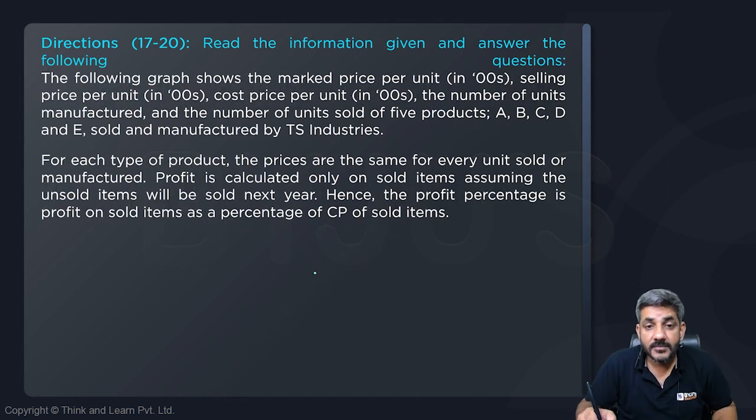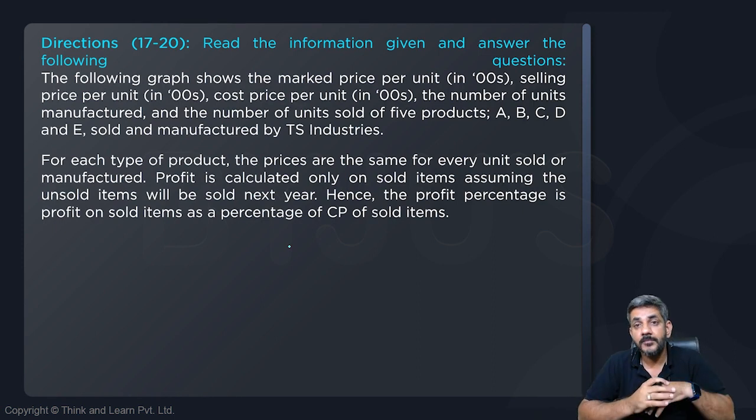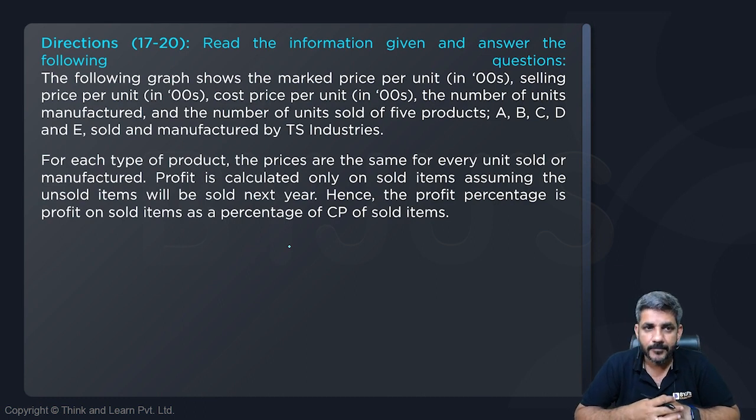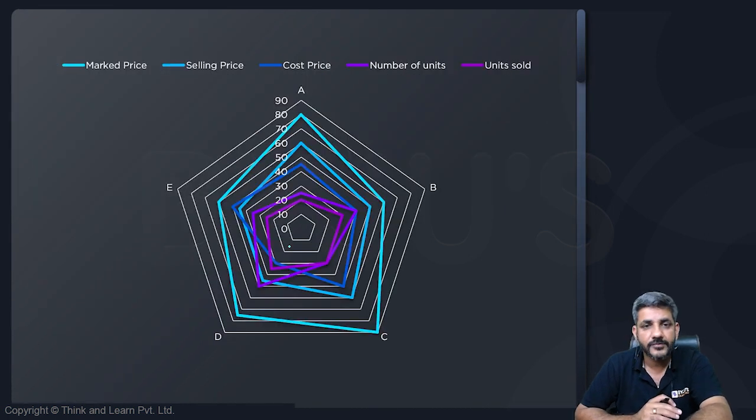So here is question number 17 to 20. The following graph shows the marked price per unit, selling price per unit, and cost price per unit, all in hundreds. The number of units manufactured and sold of 5 products A, B, C, D, E. For each type of product, the prices are same for every unit sold or manufactured. Profit is calculated only on sold items, assuming the unsold items will be sold next year. Hence, the profit percentage is profit on sold items as a percentage of CP of sold items.